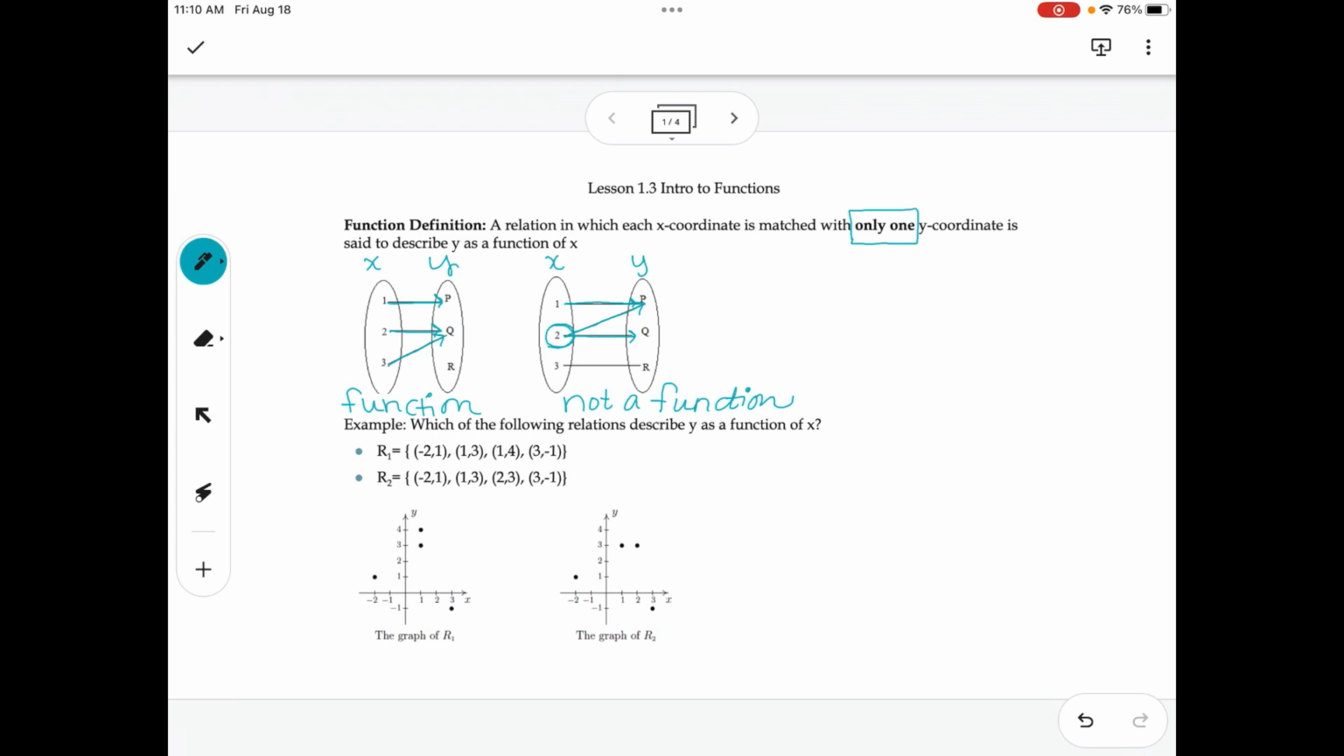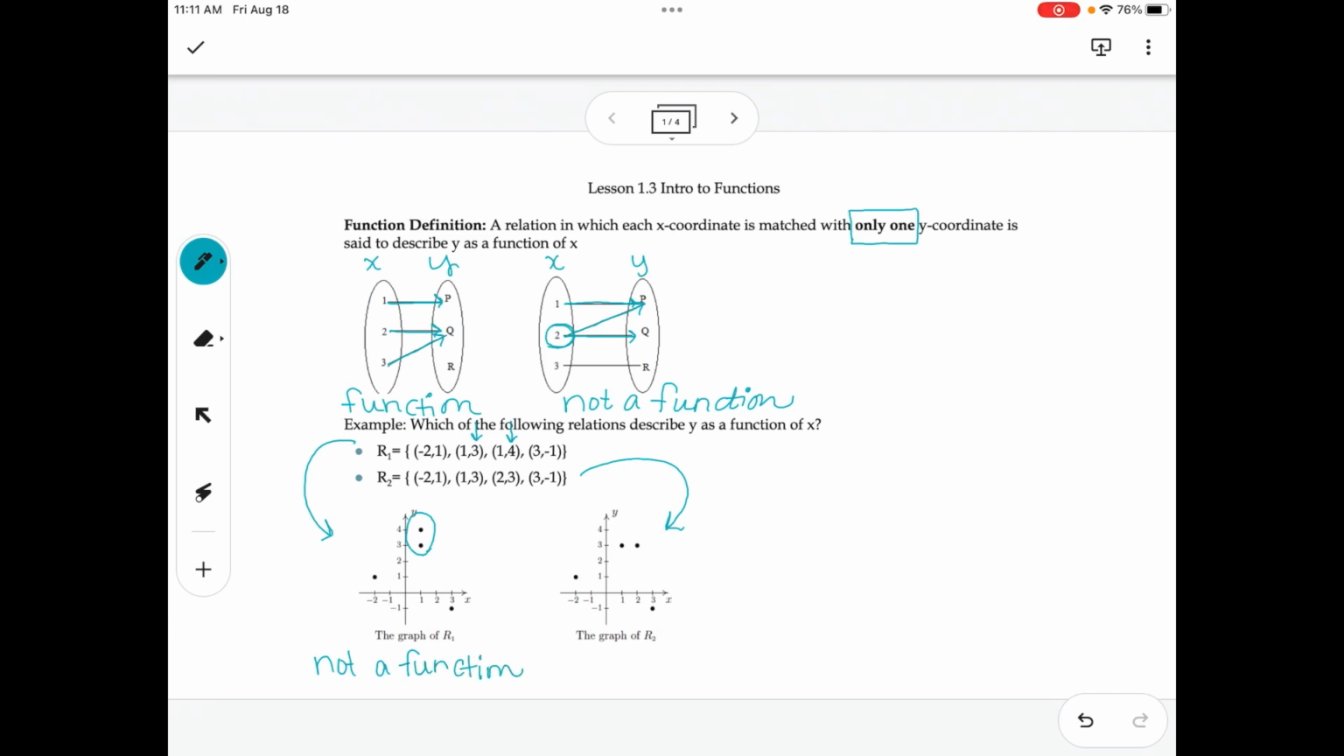Which of the following relations describes y as a function of x? This time I graphed my values. So I've got the graph of r sub 1 on the left and then the graph of r sub 2 on the right. Notice my points here. Our x value 1 goes to both 3 and 4. The graph on the left is not a function.